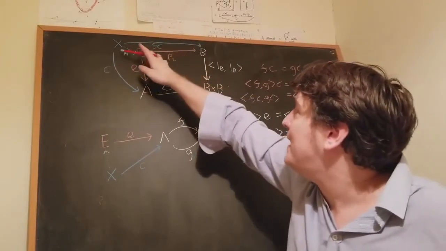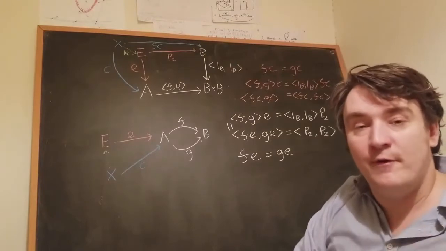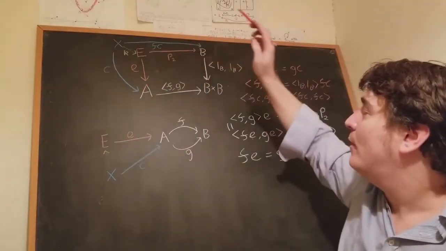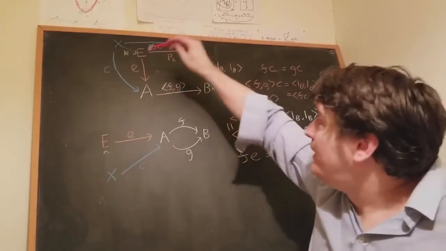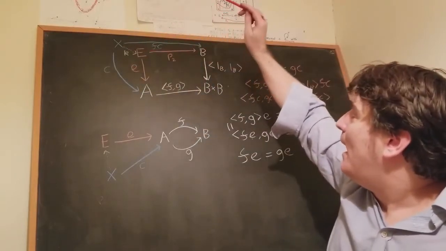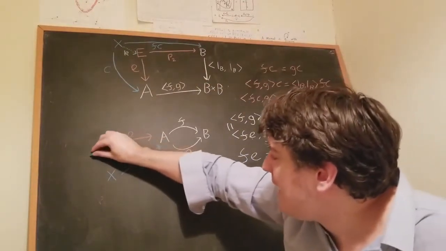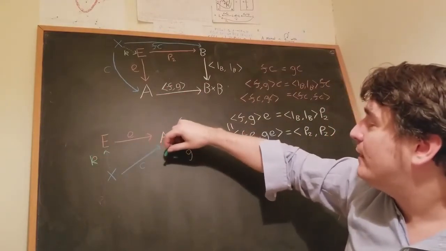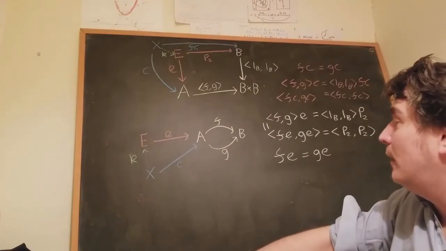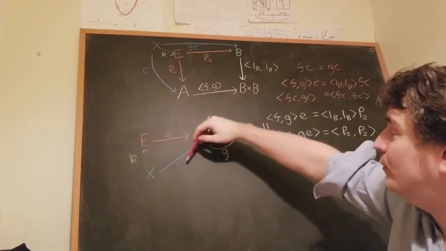this object X with this arrow C into A and this arrow F after C into B. And so now we just use the universal property of our pullback, because now we know that there exists a unique K such that E after K equals C and P2 after K equals FC. So we know now that there exists this K such that E after K equals C. So, okay, we've shown how to construct a K like this, such that E after K equals C.